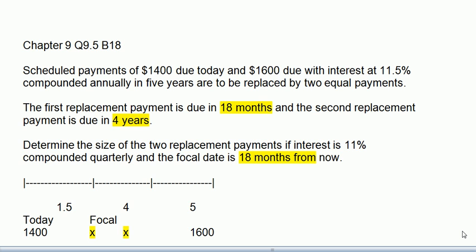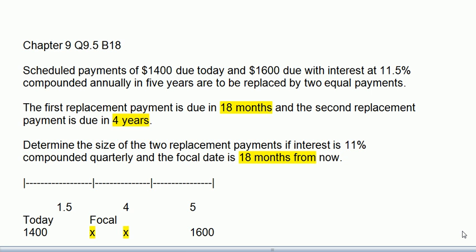The screencast for question 9.5 B18. First of all, split up the question. You can see that we have two debts and they have to be repaid. There's a debt of $1,400 which is due today and one of $1,600 which you are supposed to pay in 5 years' time.